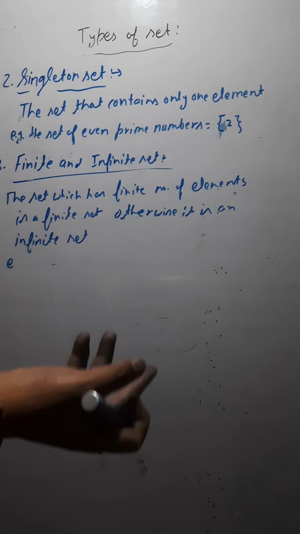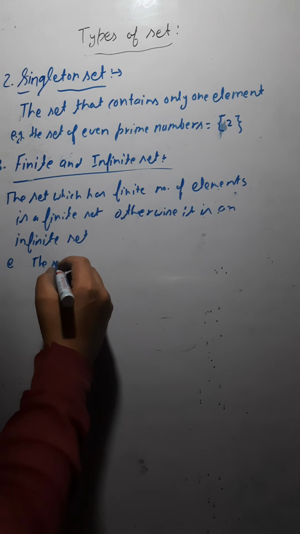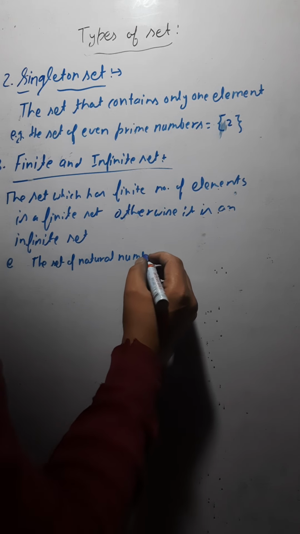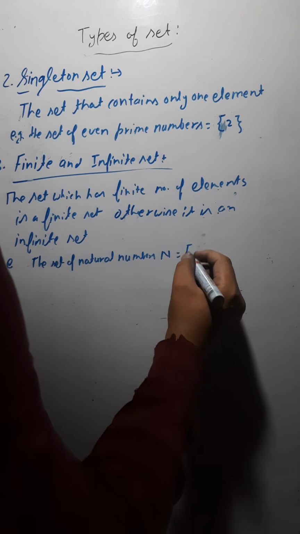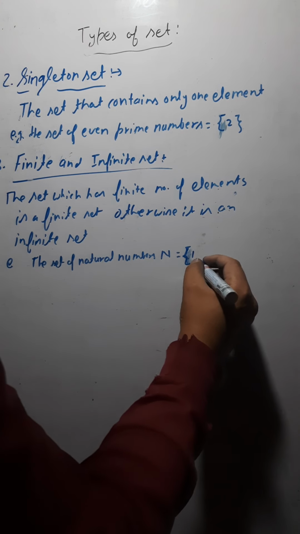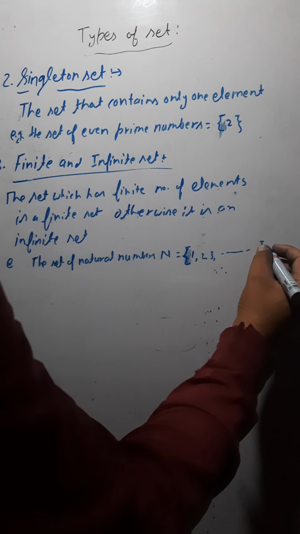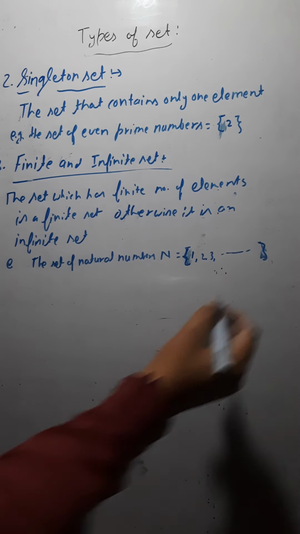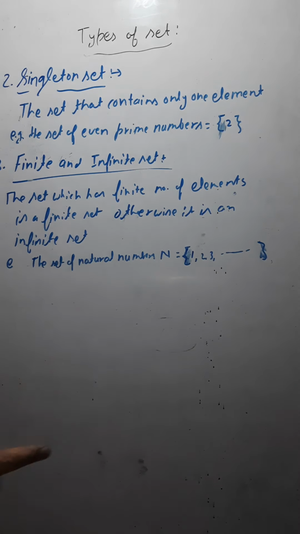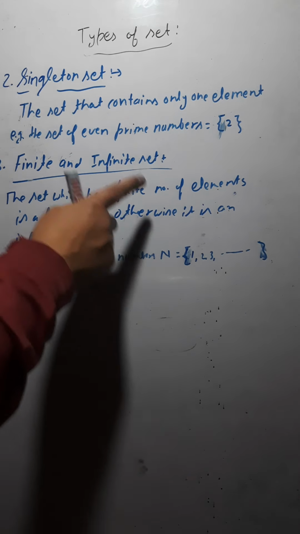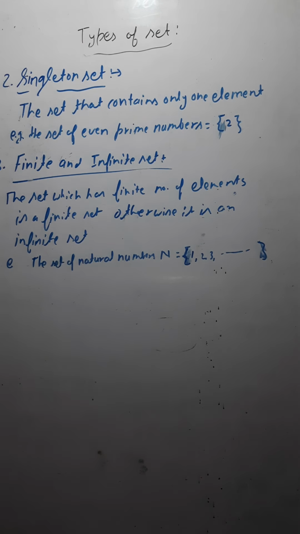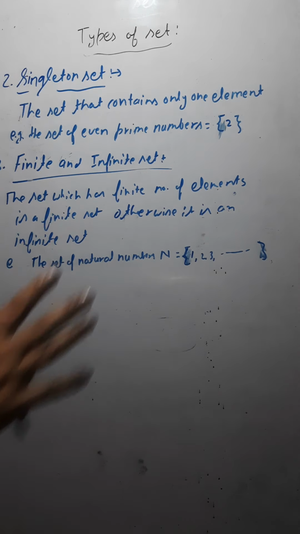Yes, the set of natural numbers. If I say the set of natural numbers, which are represented by N, can you tell me the natural numbers? There are many: 1, 2, 3, 4, etc. So many elements are there. Are you getting it or not? So here you have infinite elements. So this set would be known as an infinite set. Similarly, the set of whole numbers also is an infinite set. The set of prime numbers also is an infinite set.